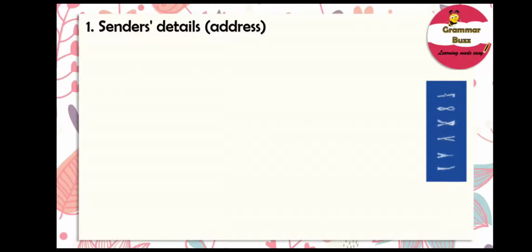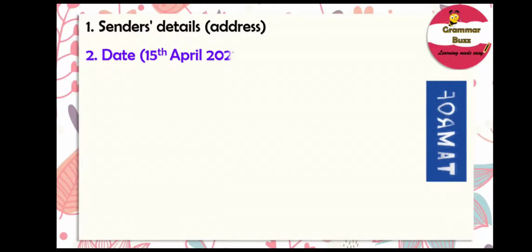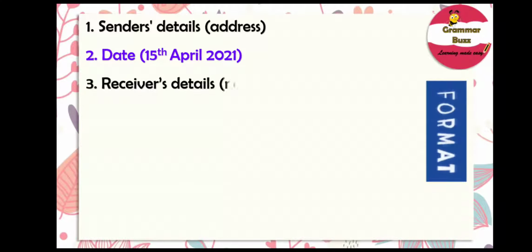A formal letter must have 8 things in it. Firstly, we start with the sender's or the letter writer's details. That is the name and the address of the sender. Second is the date. Suppose you're writing the letter on 15th April 2021. You can write it as 15th April 2021. This is the most common format of writing the date. Third is the receiver's details. Here the name and the address of the receiver is given.